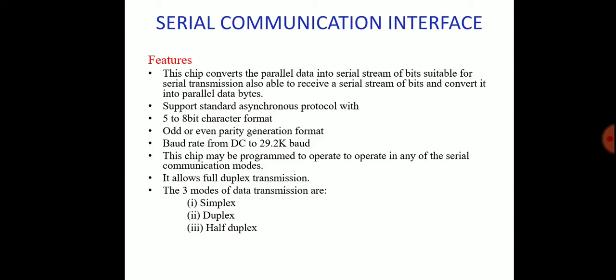So the three modes of data transmission are: number one, simplex, duplex and half duplex. In simplex mode, the data is transmitted in one direction over a single communication channel. The second one, duplex mode. In this mode, the data can be transferred between two transceivers in both directions simultaneously. Finally, half duplex mode, the data transmission can take place in either direction, but at a time, data may be transmitted only in one direction.